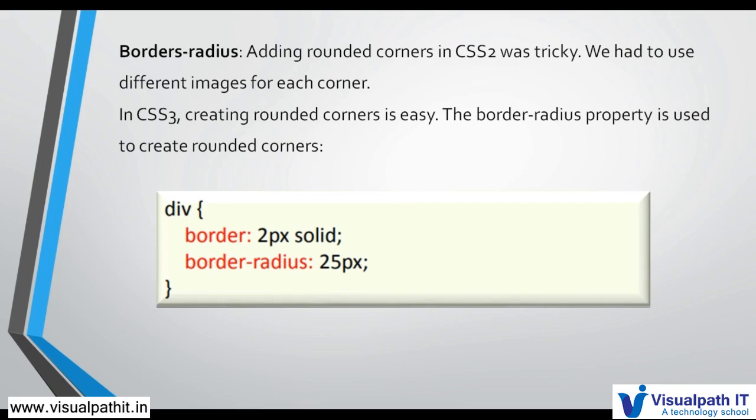For border 2 pixel solid, then border radius 25 pixels. This 25 pixels applies to all the corners. Imagine there is a box with 4 points for the 4 corners, which makes a 25 pixel radius. If you want to give the 4 rounded corners different radii, give different values like 25, 20, 25, 25, as per the 4 corners. Then close it.